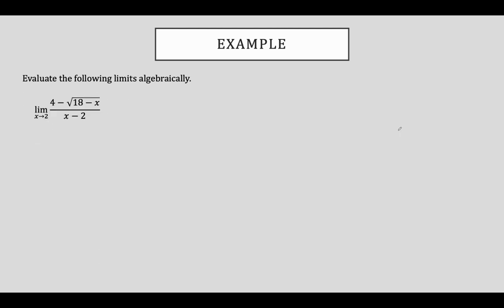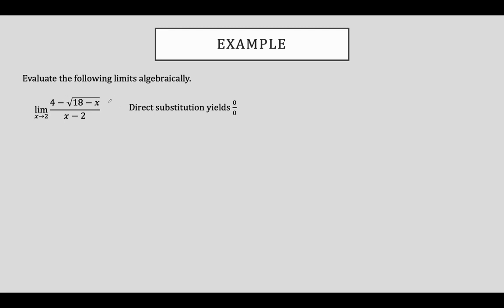All right, one more here. Evaluate the following limit algebraically. The limit as x approaches 2 of (4 minus root 18 minus x) divided by (x minus 2). We begin by attempting our direct substitution. We plug in 2 for x, and plugging in 2 for x gives us the indeterminate quotient 0 over 0.